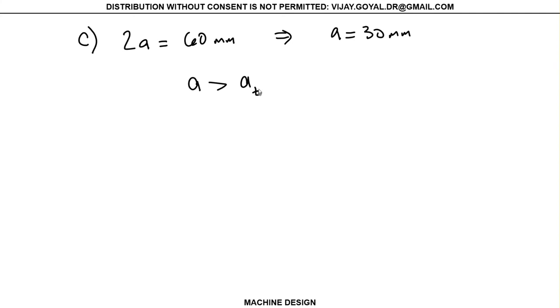Okay. Part C of the problem says what happens if the total crack is 60 millimeters. If that was the case, then from here A is equal to 30. Okay, and once again, you can see that A is bigger than A transition. So it is initiation of brittle fracture.